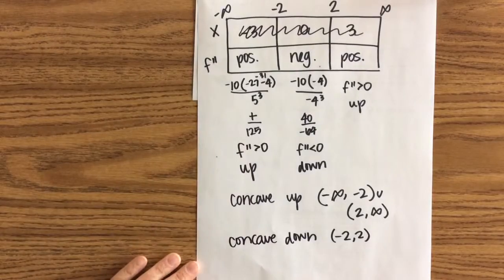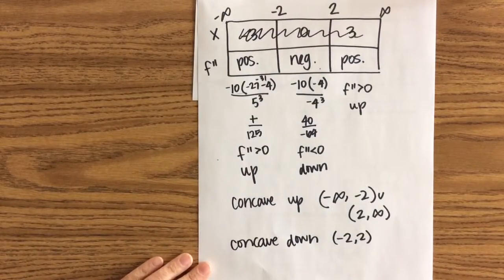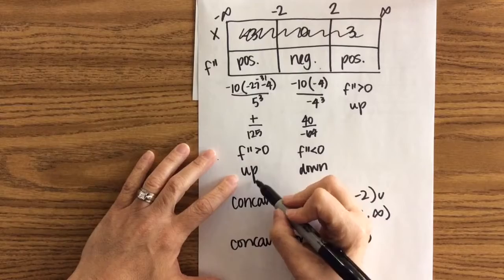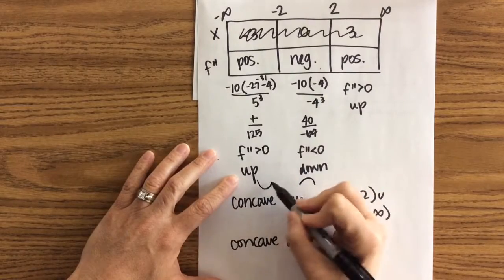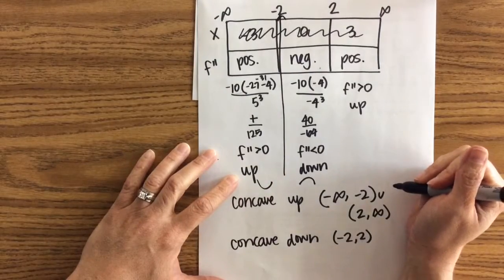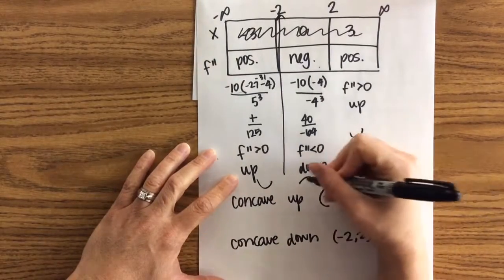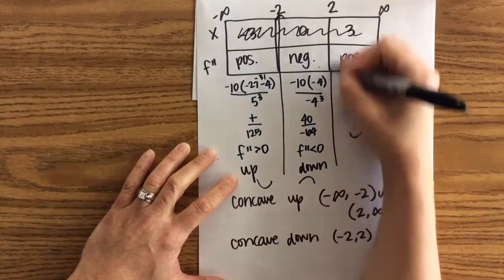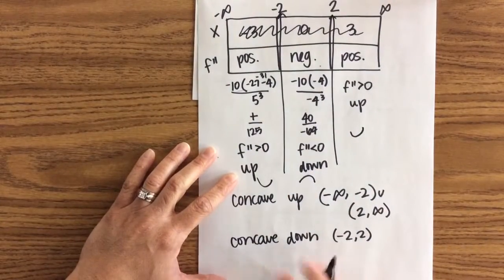It also asked me to find the inflection points, and inflection points happen when you have a change in concavity. So here we went from up to down. That's a change in concavity. So -2 is a possible inflection point. Here we went from down to up, change in concavity. That's a possible inflection point.